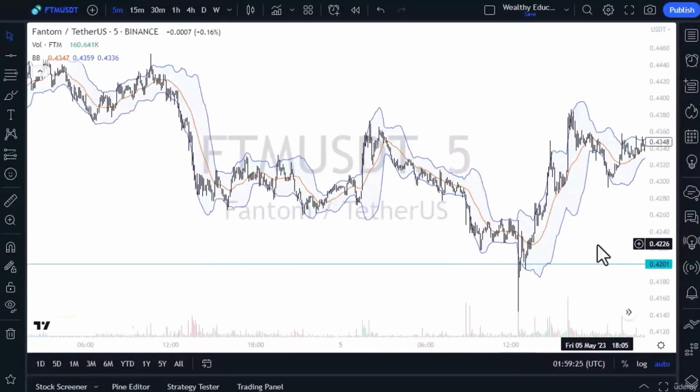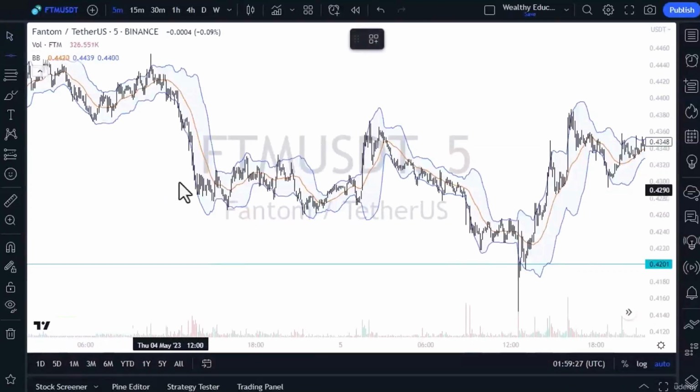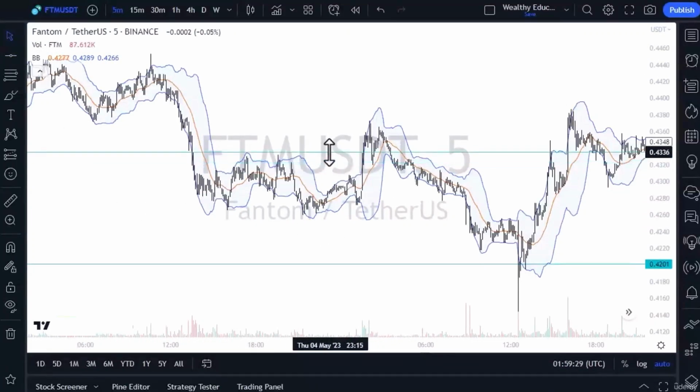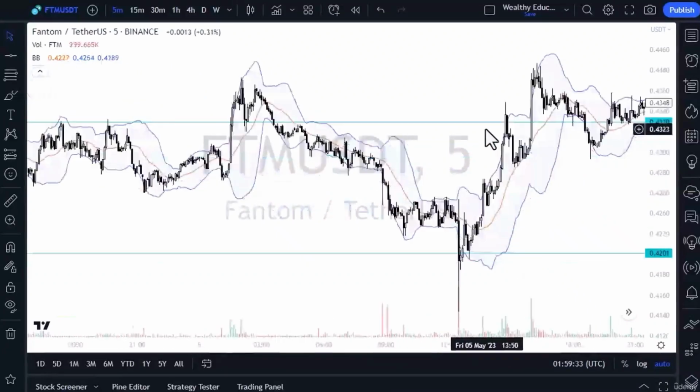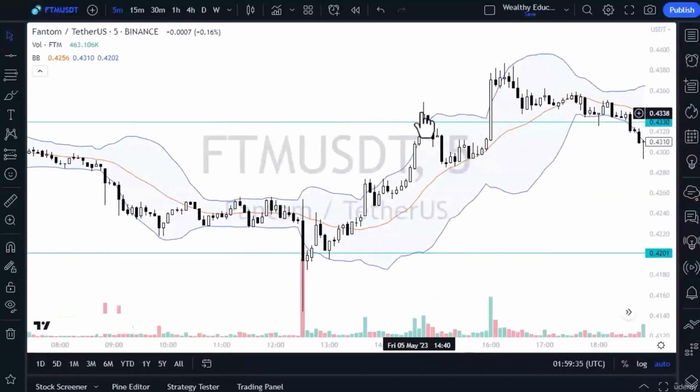The question is, okay, well, where could we go? Now, there are some candidates here. You can see that I have resistance there. And notice how we closed outside of the Bollinger Band at that point. Perfectly viable trade to take. You enter once you get back into normalcy and you stabilize, and you get out there.